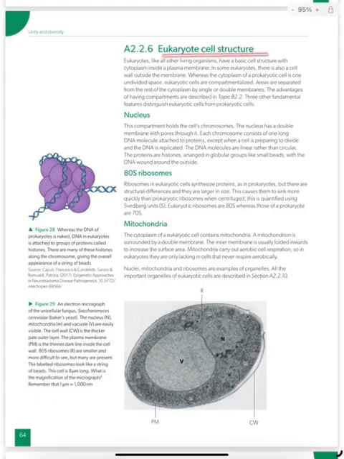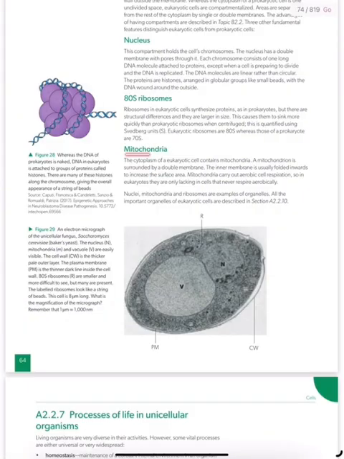The eukaryote cell structure. We have the nucleus, which is the compartment holding the cell's chromosomes. The nucleus has a double membrane, which is important, with pores through it. Each chromosome consists of one long DNA molecule attached to proteins, which you can see here, the histone proteins. We have 80S ribosomes. The ribosomes synthesize proteins, but there are structural differences and they're larger in size, as we said. We have the mitochondria, the powerhouse of the cell.